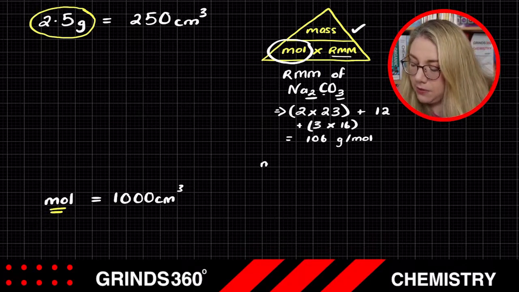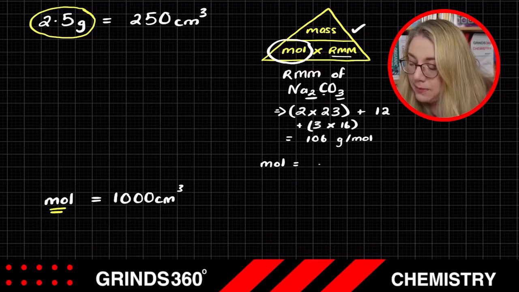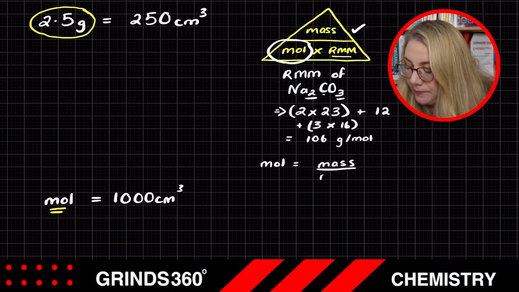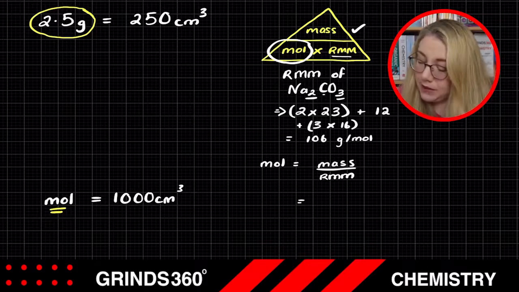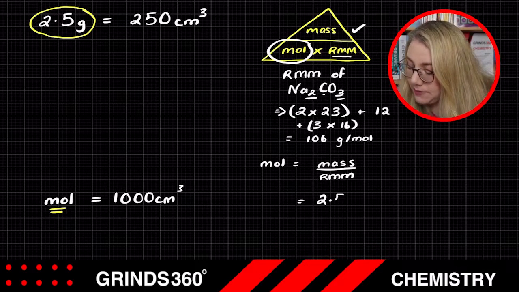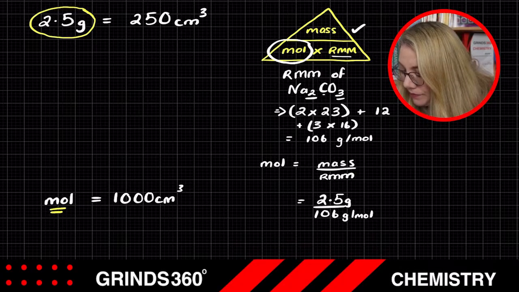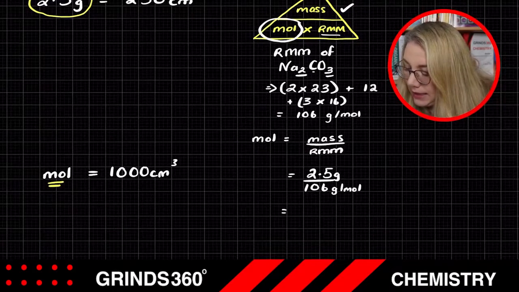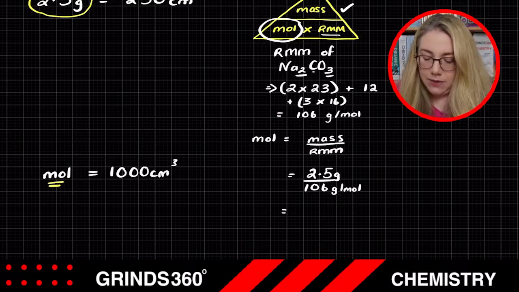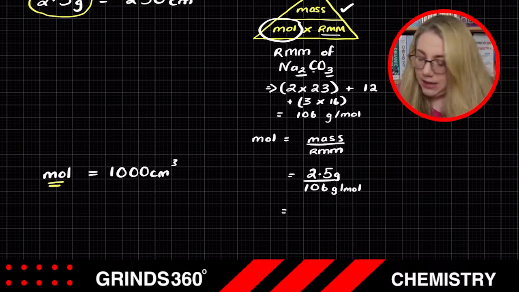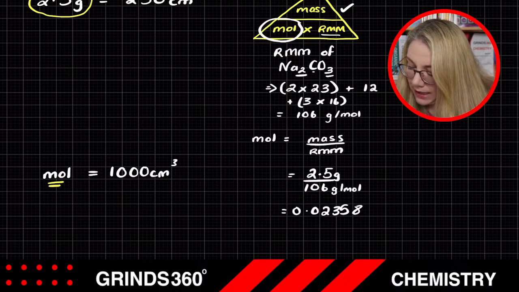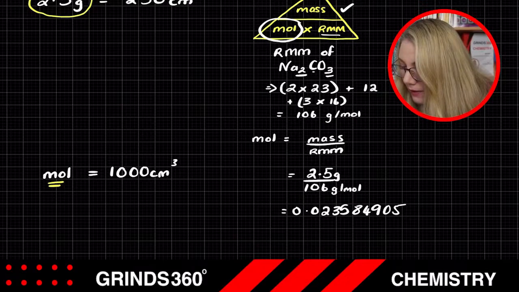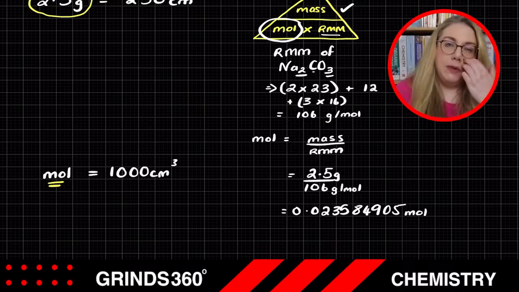Now, for my number of moles, that is my mass divided by the RMM. Now, it's not necessary in the exam to write the formulas like this, but if it helps you, write them in. My mass is 2.5 grams, and my relative molecular mass is 106 grams per mole. Now, when I type that into a calculator, we're going to get a bit of an awkward number. I don't like to leave it as fractions, so it's 0.023584905 moles.